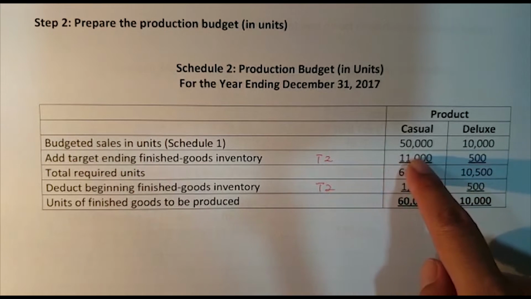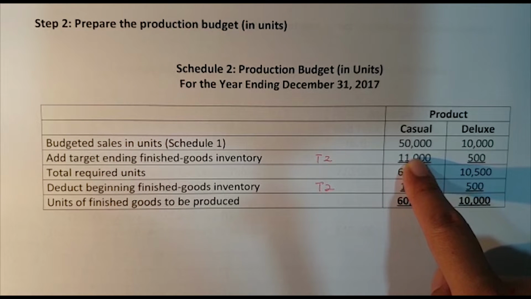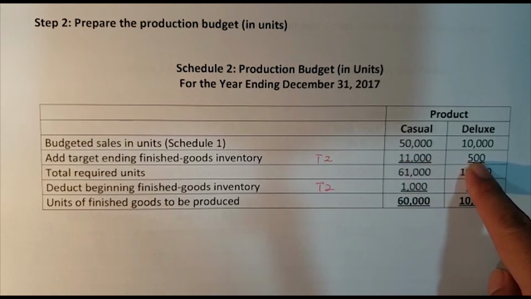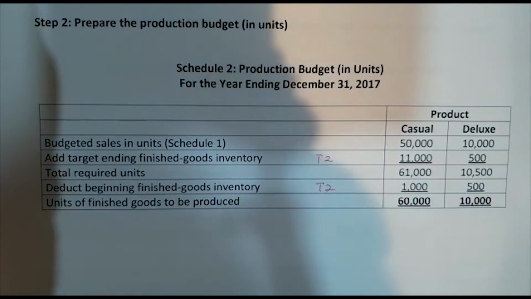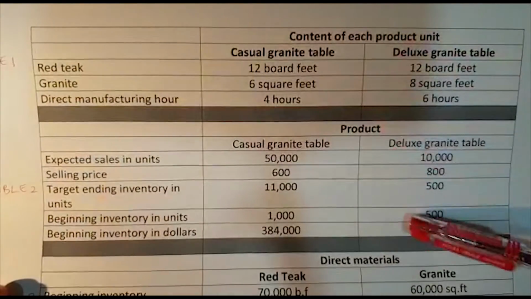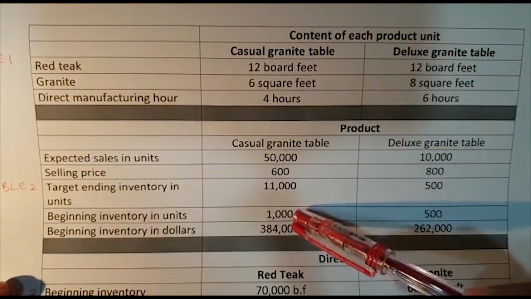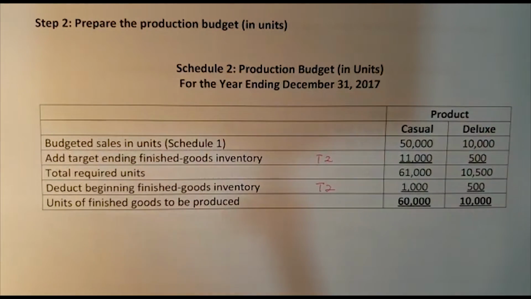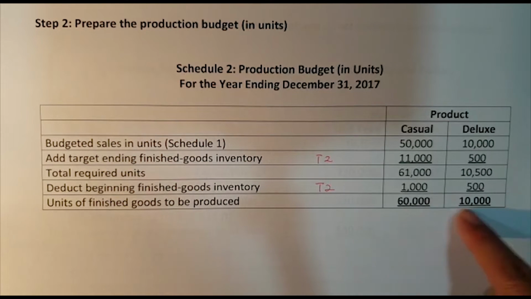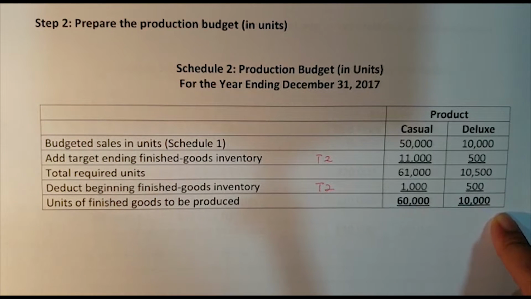The information in regards to the ending finished good inventory here, as well as the finished good inventory here, I got from table 2. If you get back to our table 2 here, this is the information that has been given. So you just put it in the production budget schedule, and you can get this figure basically.